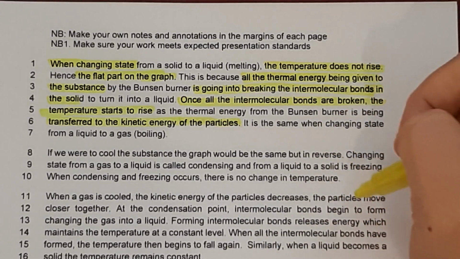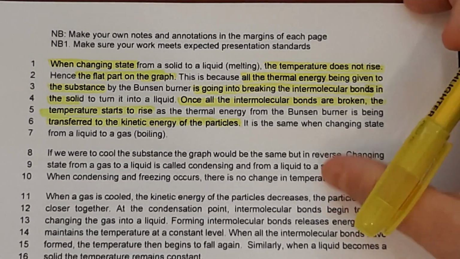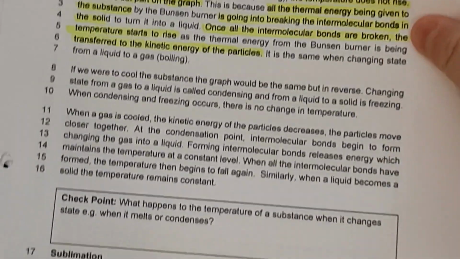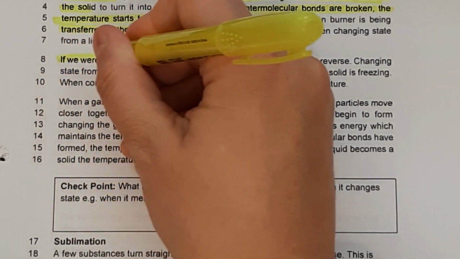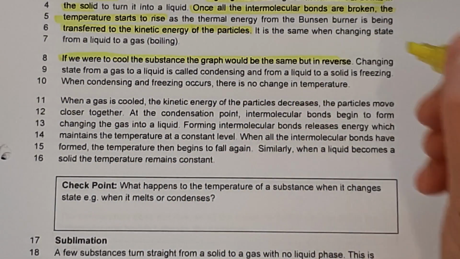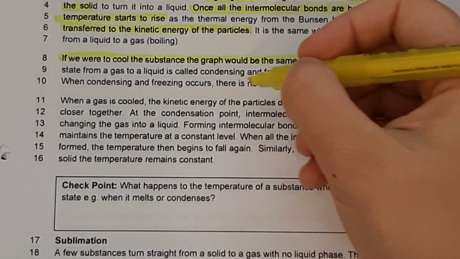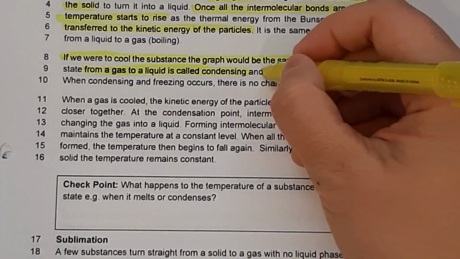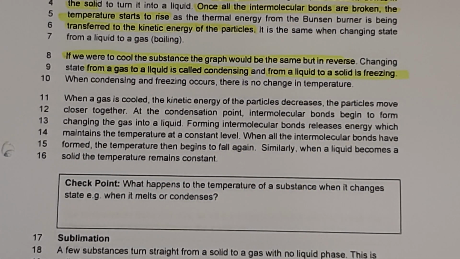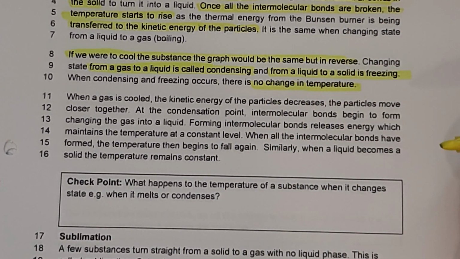And it's the same when changing state from liquid to gas. So this applies to all changes of state. If we were to cool the substance, the graph would be the same but in reverse. Changing state from a gas to a liquid is called condensing, and from a liquid to a solid is freezing. So we know this. When condensing and freezing occurs, there is no change in temperature. When any change of state occurs, there is no change in temperature.